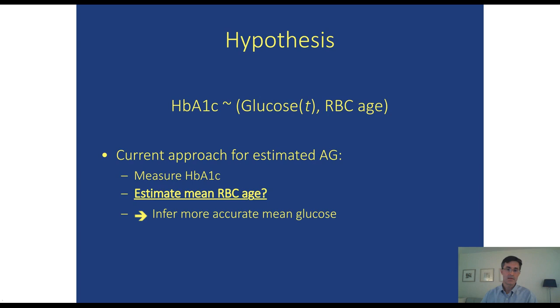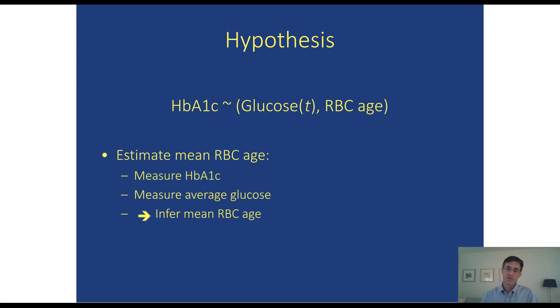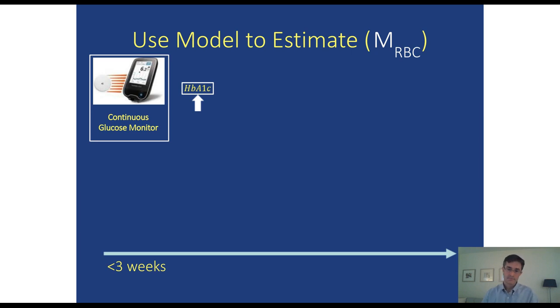But if we use a method like the one just described, we can measure A1c as before, but we can actually reverse the expression, and we can measure the average glucose using a CGM device, a continuous glucose monitoring device, and then we can use the A1c result and the glucose result to estimate the mean red cell age. And then in the future, we can use that mean red cell age to adjust our interpretation of A1c.